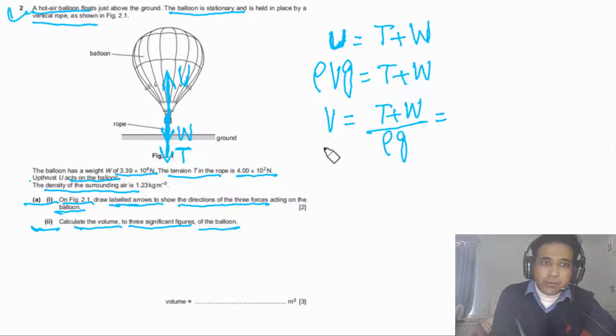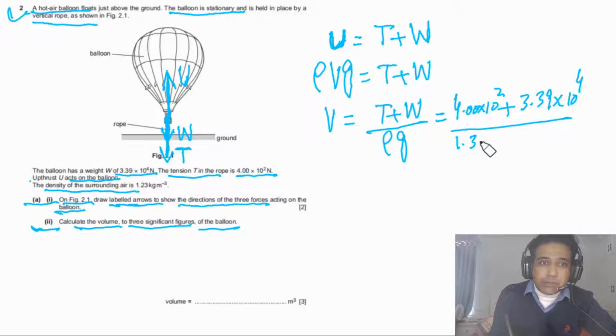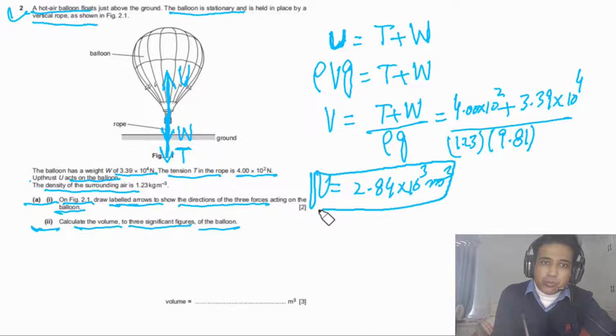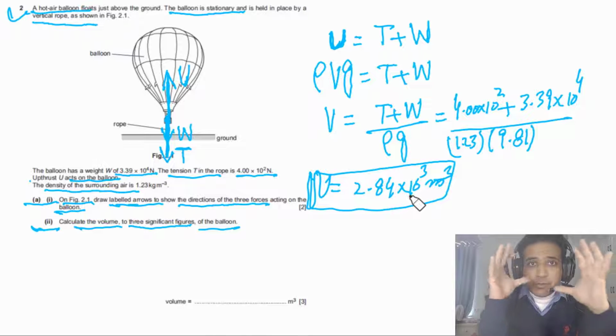Now simply we need to plug in values. Tension is 4.00 times 10 to 2 newtons, and weight of the balloon is 3.39 times 10 to 4 newtons. Density of surrounding air is given, that is 1.23 kg per cubic meter, and we have the value of g, that is 9.81. Now simply we need to calculate this. If we calculate, our final answer will be 2.84 times 10 to 3 cubic meters. This is the volume of the balloon.